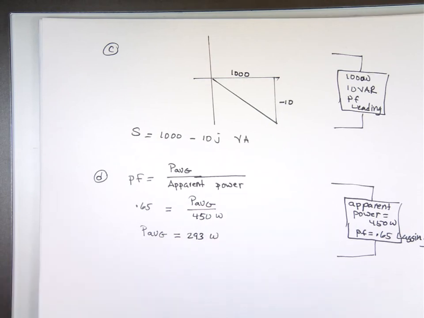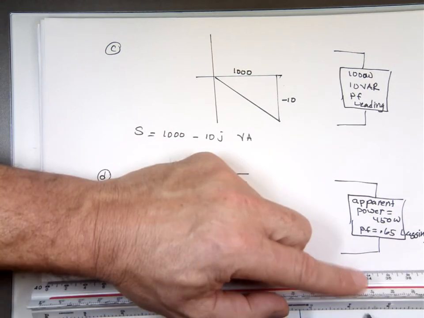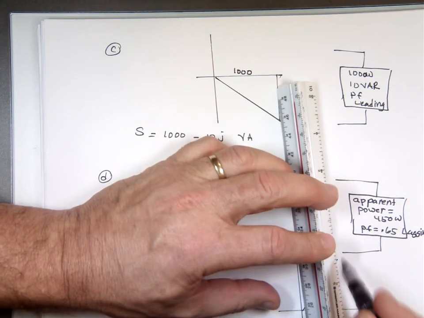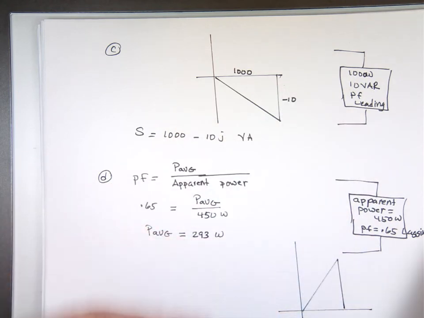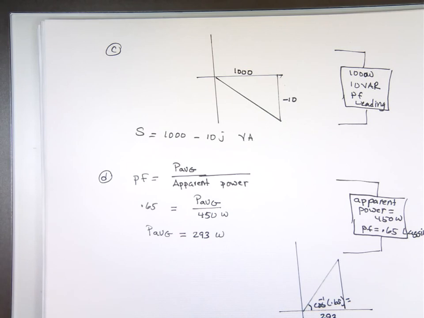Now we can finish it. We know it's a lagging power factor, so the angle is positive. We know this value is 293. That's your average power. We know this angle is the inverse cosine of 0.65. So what's that angle? Inverse cosine of 0.65 is 49.5 degrees.